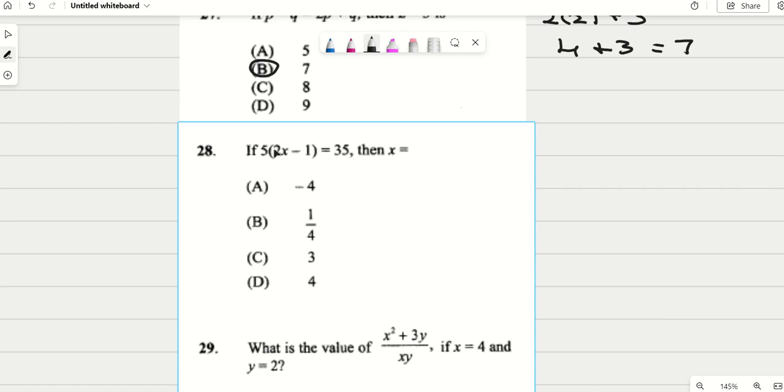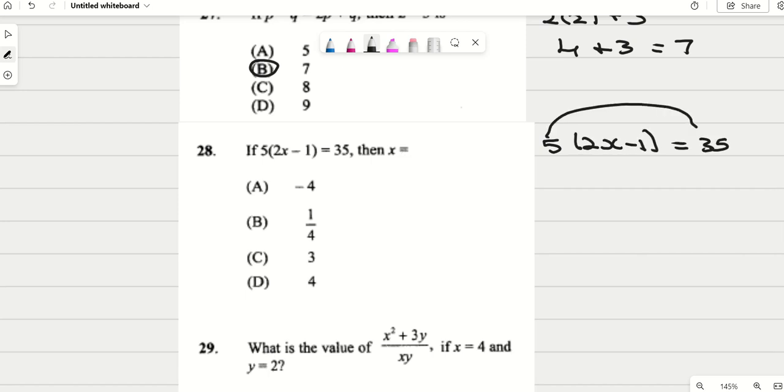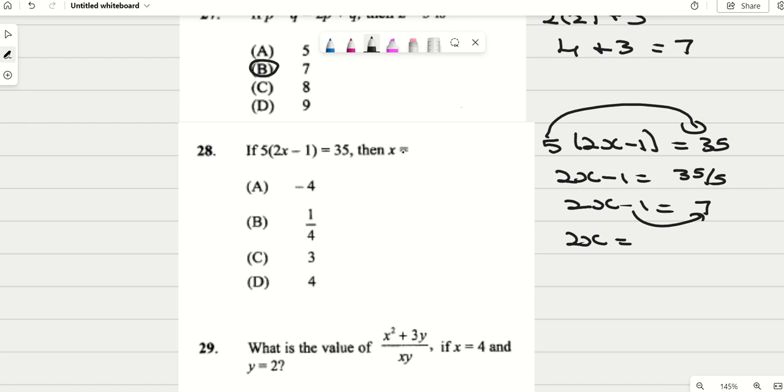This question here: 5 over 2x minus 1 is equal to 35. What is x equal to? We make x the subject, so you carry across and multiply by 5. So 2x minus 1 is 35 over 5, so 2x minus 1 is equal to 7. Then 2x is equal to, carry across negative 1, 7 plus 1. So 2x is going to be 8, so x is going to be 8 divided by 2. So x is equal to 4.